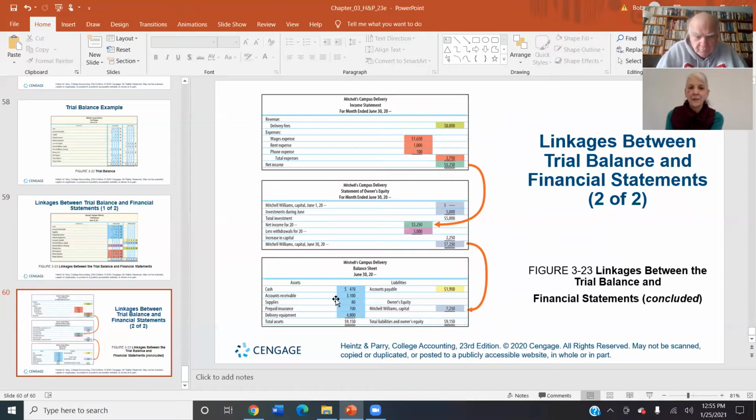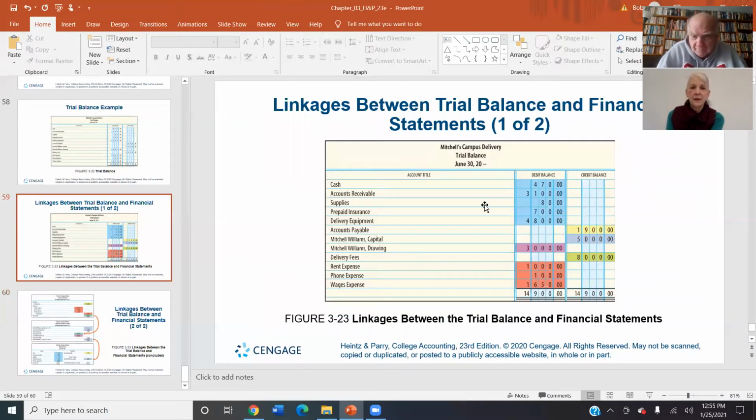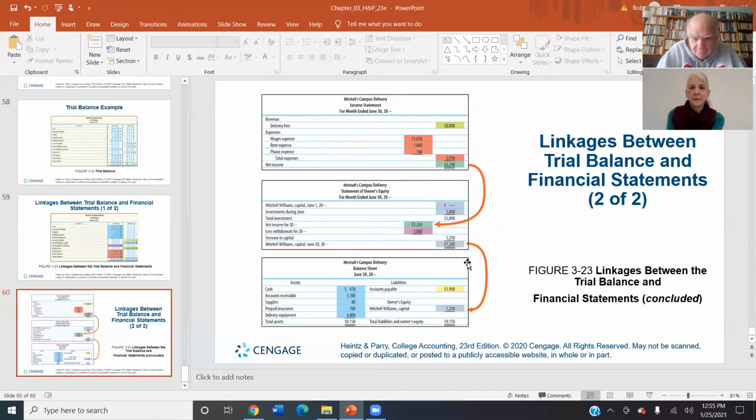Okay. So where do we get these numbers? We just copied them, 470. And look at this. We got 1,900 in payables. Congratulations. We just did the financial statements for this company. Admittedly, a small, simple format. Okay. So let's see what else we have here.